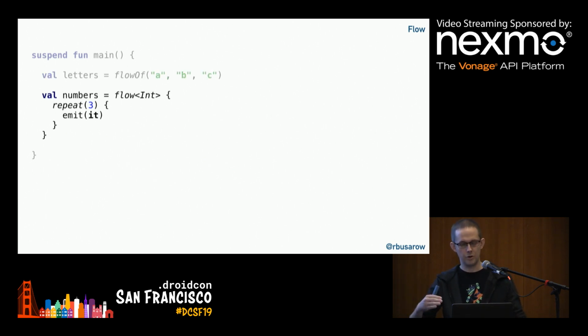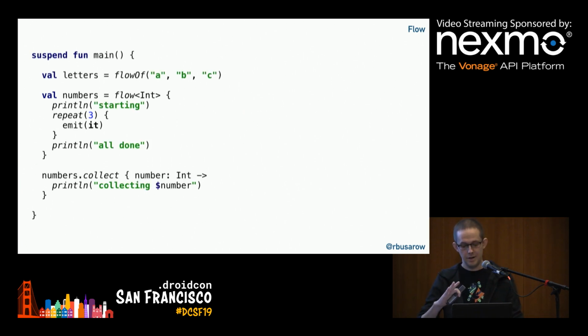There's a lot more code which goes on behind the scenes, but in this lambda of repeat 3 emit it, that will not be evaluated until the flow is accessed. And then every time that flow is accessed, it is going to be evaluated again, the same as the first name lambda in the previous example.